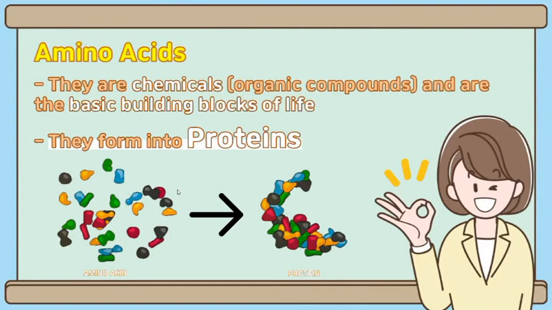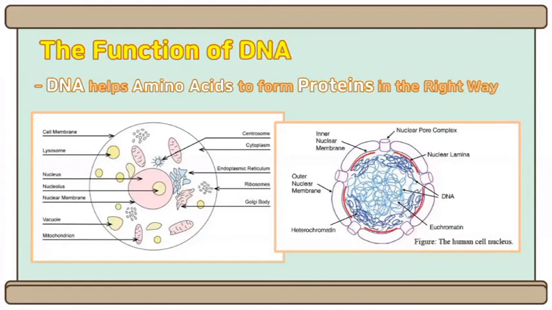The protein should be in perfect order of amino acids to do the right function. This is where DNA does its job. DNA is the hereditary material that helps the amino acid to form the right protein.